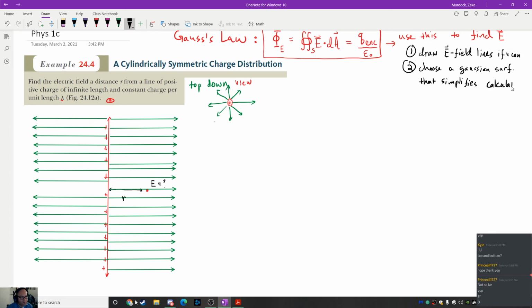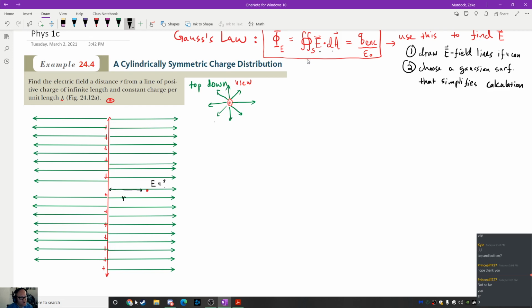Calculation. We want to choose a Gaussian surface that's going to simplify the calculation. Now, in order to do that, there's two things we can control: the strength of the electric field and the angle that it makes with our Gaussian surface. Basically, we can control this dot product. Ideally, we want to make the dot product either just equal to EdA, which would mean the surface and the field would have the same direction, or we want to make it 0.